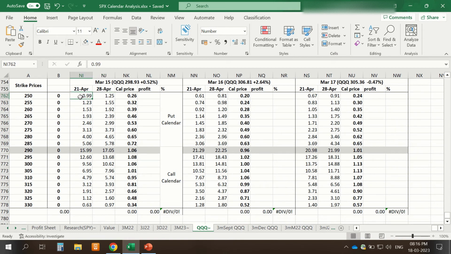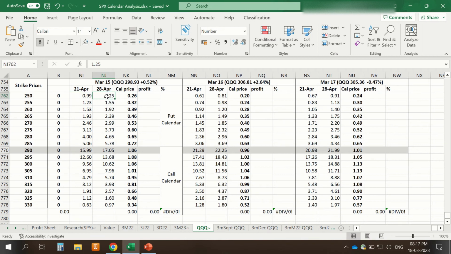So on March 15th at the closing, the put with 250 strike price and 21st April expiry was going for 99 cents. Let me repeat. The put strike price was 250, expiry was 21st April, and it was going for 99 cents. Similarly, the 250 strike price put with 28th April expiry was going for 125 premium. Once I take the difference, I get the calendar price.